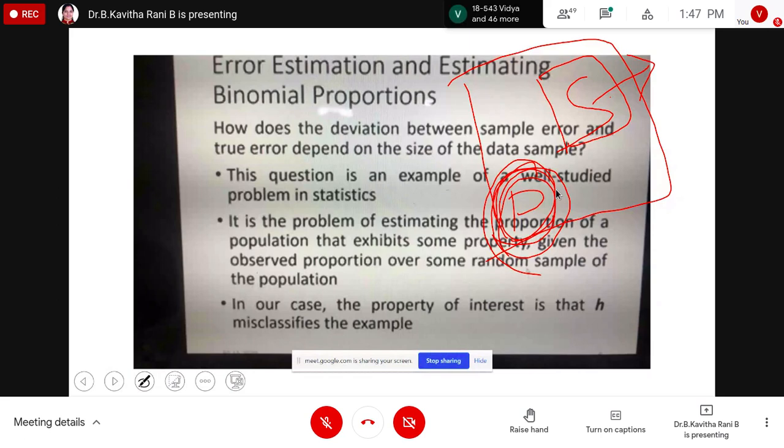This question is an example of a well-studied problem in statistics, which is the problem I have just described. How does the deviation between sample error and true error depend on the size of the data sample? If I execute the model with sample data and get the output, how much does this influence the true error associated with this data? This is the main question, and it is a well-studied problem in statistics.